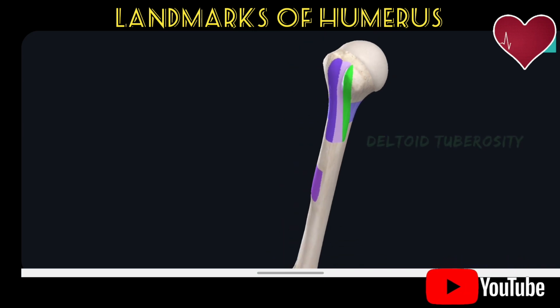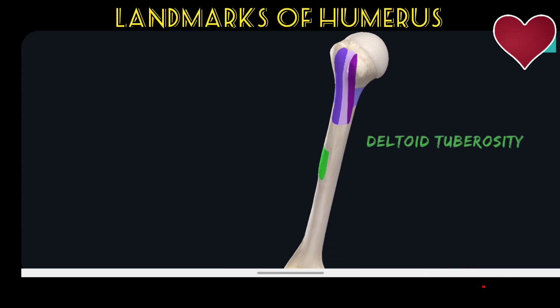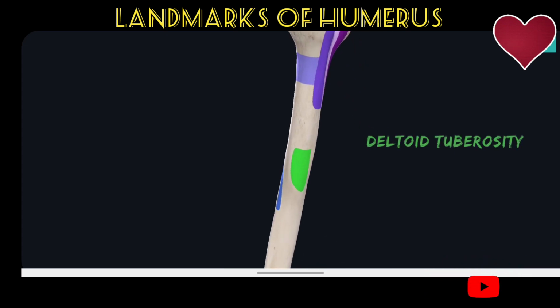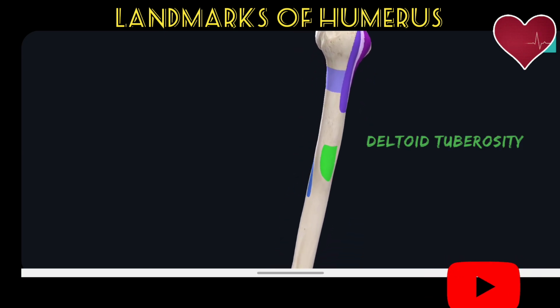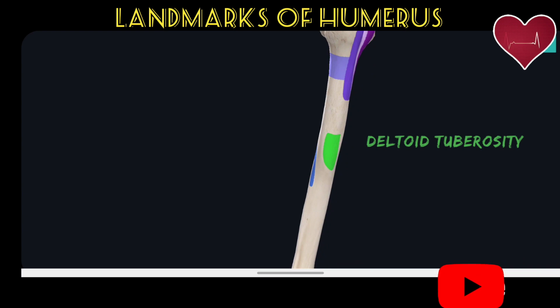And next we have the deltoid tuberosity, and it is a rough, triangular prominence found on the middle third of the anterolateral surface of humerus. And the important point of deltoid tuberosity is it provides an insertion site for the deltoid muscle.